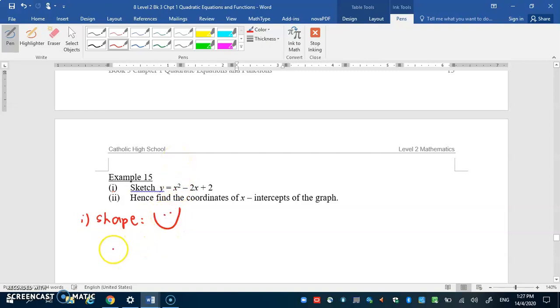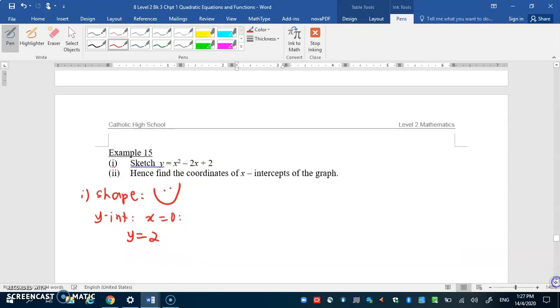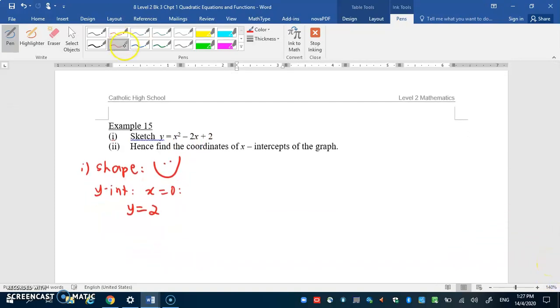Then, since I know there are no x-intercepts, let's go on to the y-intercept first. The y-intercept is when x is 0. So you sub in x is 0, you will get y equals 0 squared minus 2 times 0. These two terms are gone. y is just equal to 2. And then, we need to move on to the turning point.